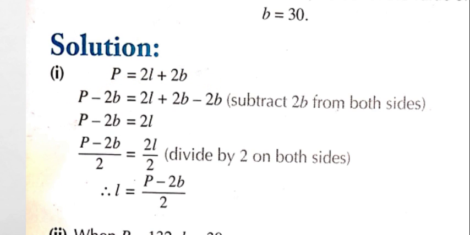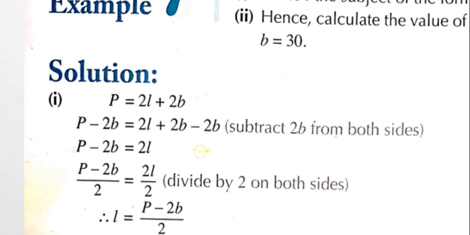Instead, the textbook likes to use this kind of way. So they subtract or add both to both sides, right? So they subtract 2B from both sides, minus 2B, minus 2B. This 2B minus 2B becomes 0, gone, right? So we have only P minus 2B equals 2L. Which is the same thing as what I like to do, I just move the positive 2B to the left side, becoming negative 2B. That's all.